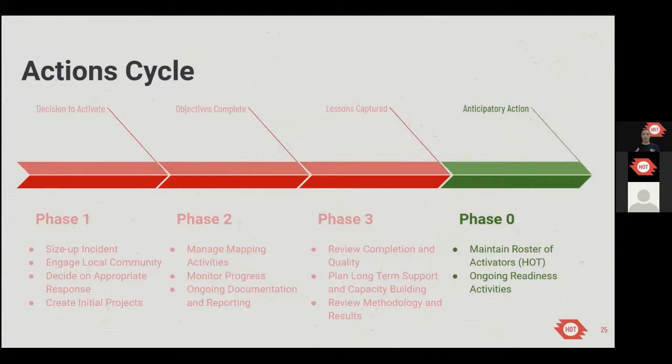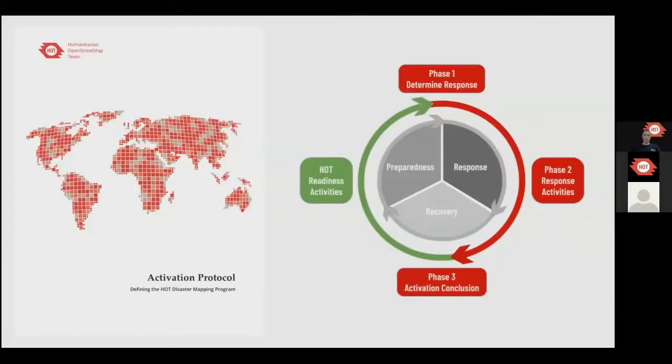And then ongoing readiness activities, which is as simple as following Twitter and other channels where we can, so that we can launch into phase 1 and potentially have more impact if we're quicker to jump in. So in 2015, we published the first version of the protocol and the training center, etc.